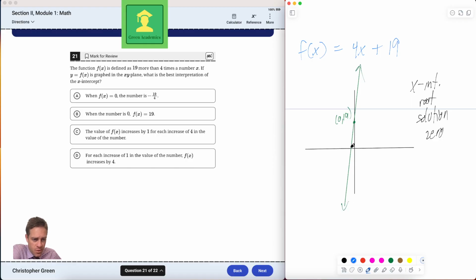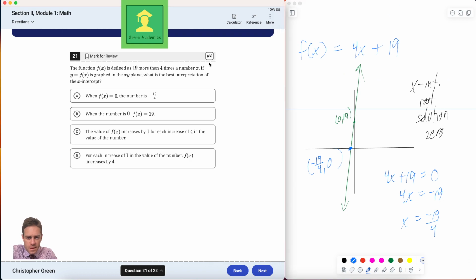The x-intercept would be the thing that makes it true that you get 0 as y. So it's when 4x plus 19 equals 0, as in 4x is negative 19, so x is negative 19 fourths. So the x-intercept is negative 19 fourths, 0. Let's go one at a time, because these are designed to be deceptive. When f of x equals 0, the number is negative 19 fourths. That seems to be true. When the number is 0, f of x equals 19? Well, no, that's reversing x and y, so that's gone.